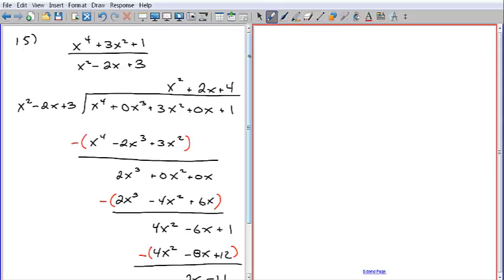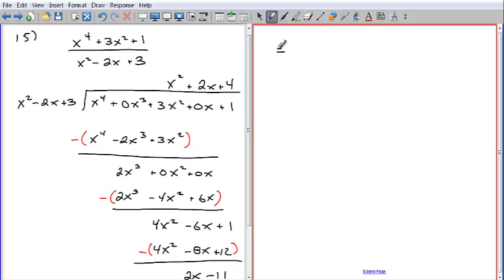So what do we have? What does this all mean? What's the answer? The answer is this divided by that is x squared plus 2x plus 4 plus the remainder divided by the original denominator. So in this case, there was a remainder. And I'm just going to check this one because that didn't come out so nicely. So that's 15, page section 2-3.